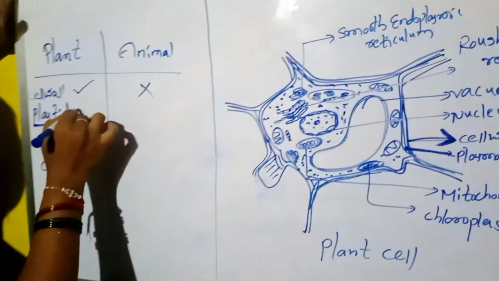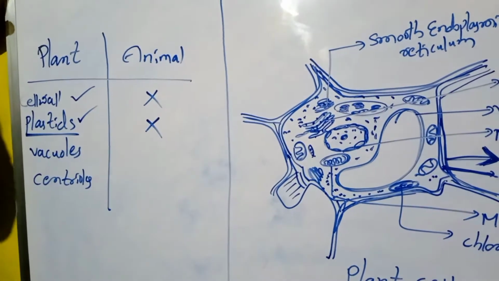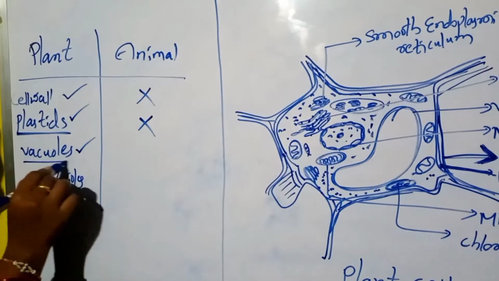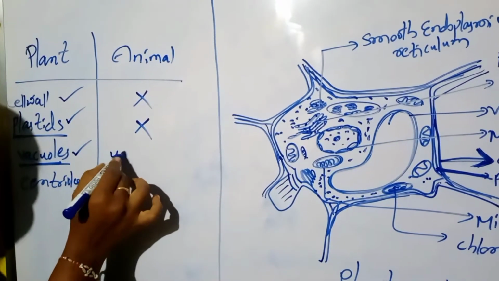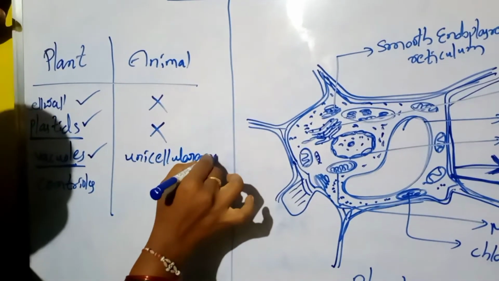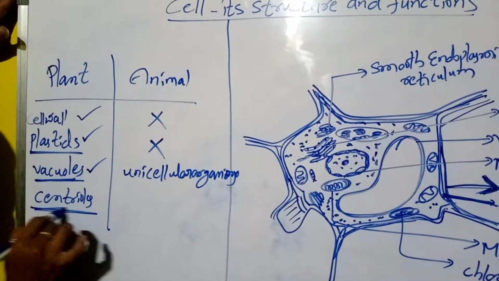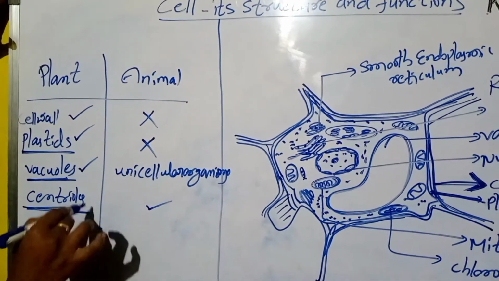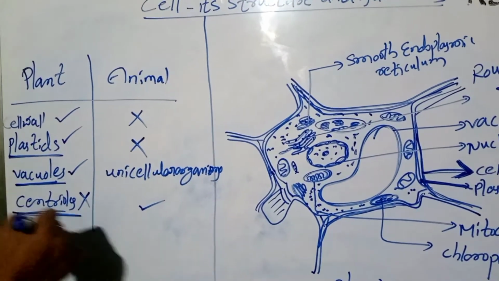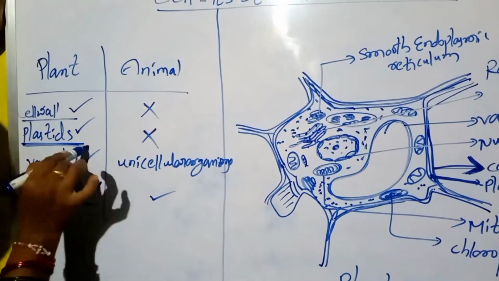Plastids are present in plant cell, absent in animal cell. Vacuoles are present in plant cell, and these vacuoles we can observe in animal cell only in unicellular organisms. These centrioles are present in animal cell and absent in plant cell. The major difference between the plant cell and animal cell is the cell wall, plastids.